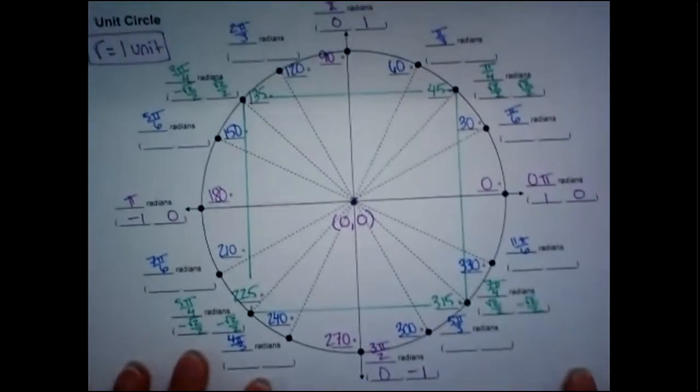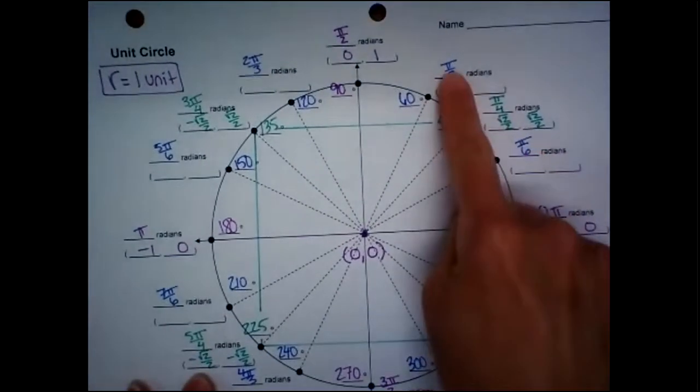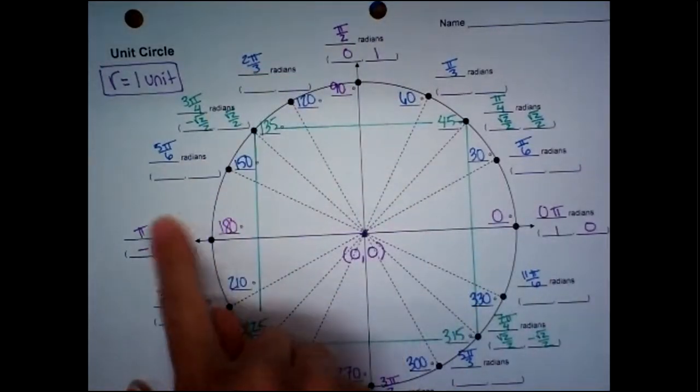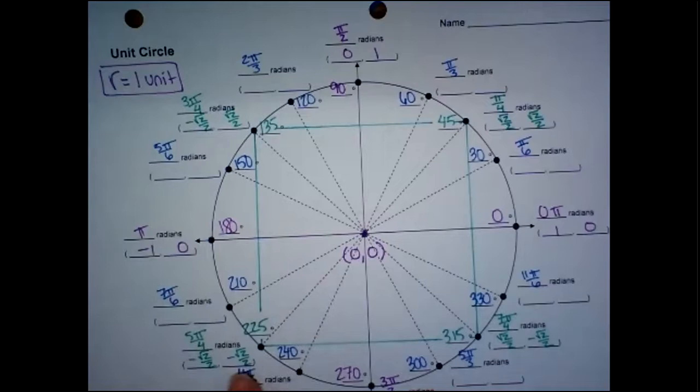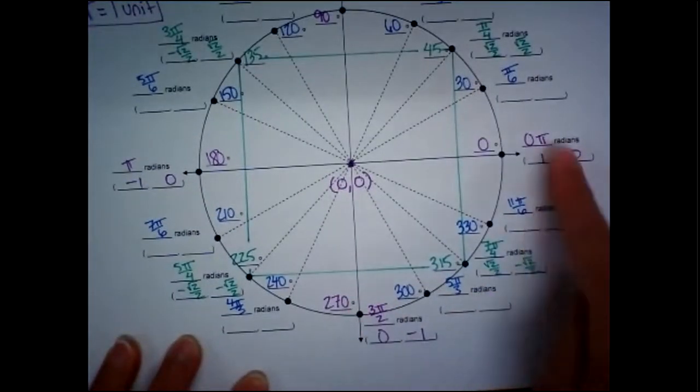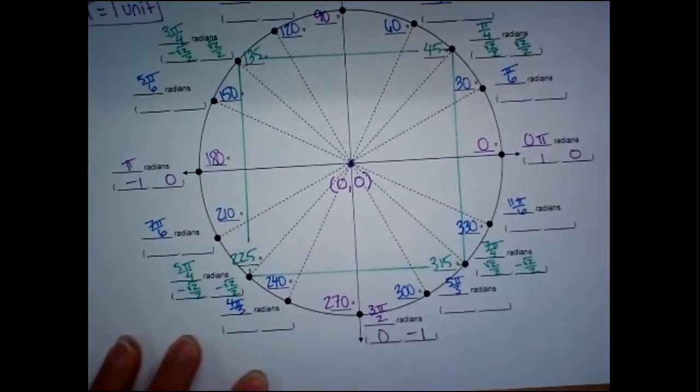Here, watch, I'll point to it again. Ready? 1/6, 2/6, 3/6, 4/6, 5/6. This one's 6/6, 7/6, 8/6. This one's 9/6, 10/6, 11/6, 12/6 is the whole way around.